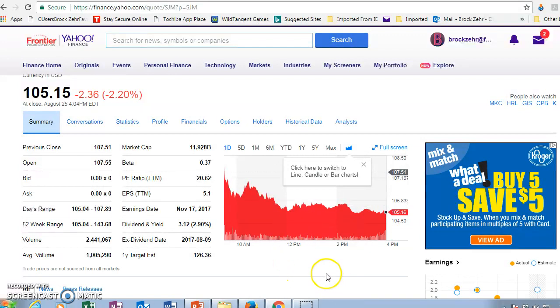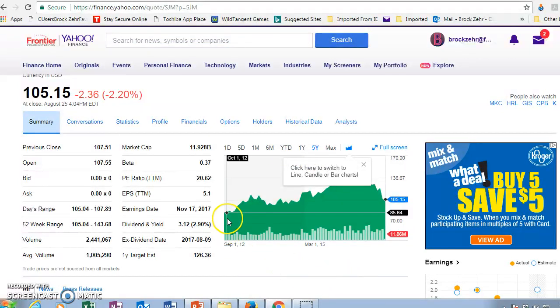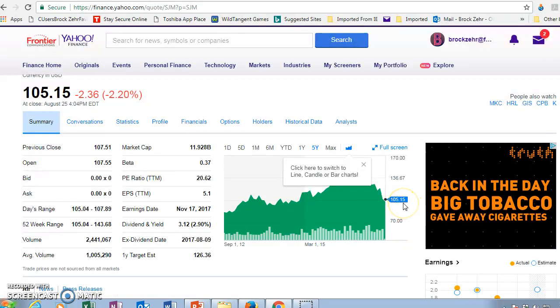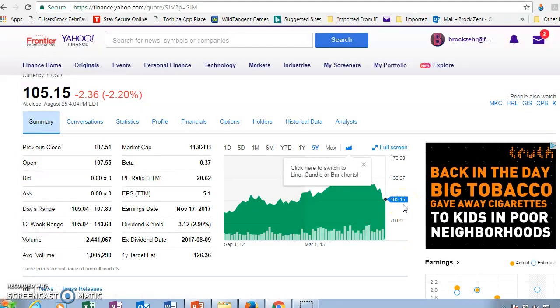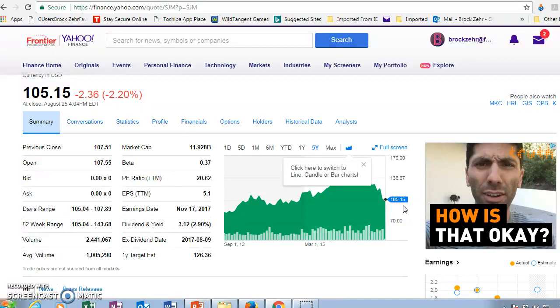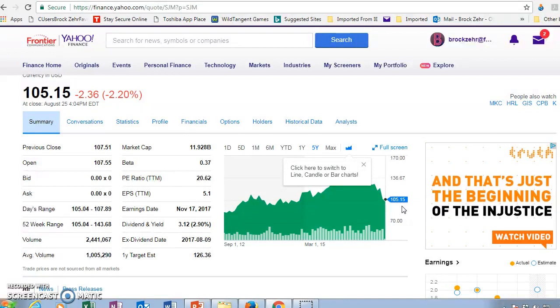But if we wanted to get a longer-term perspective, we could go up and change it to 1 month, 6 months, year-to-date, 1 year. Let's look at 5 years and see what the company has done. You can see over 5 years, it's gone from 86.33 to the most current price of 105.15. So we could figure out what our percentage gain was by taking the difference between those two and dividing it by our start price, and that would give us our rate of return on the stock price.